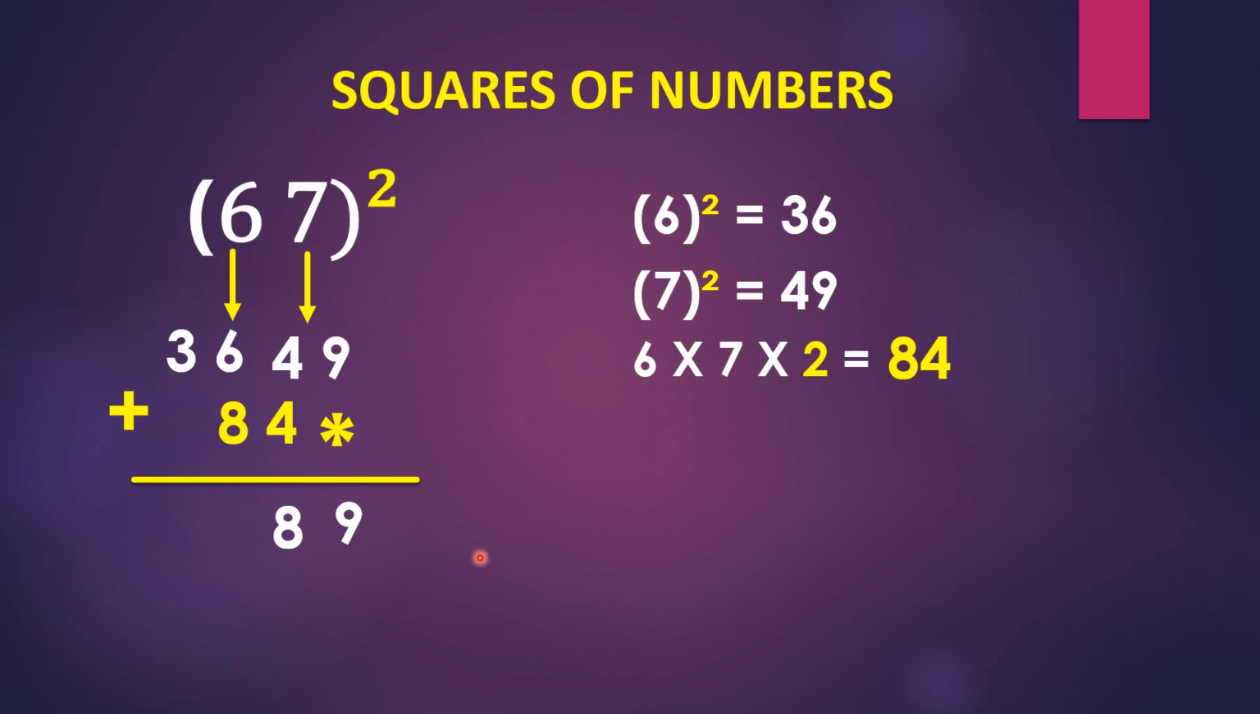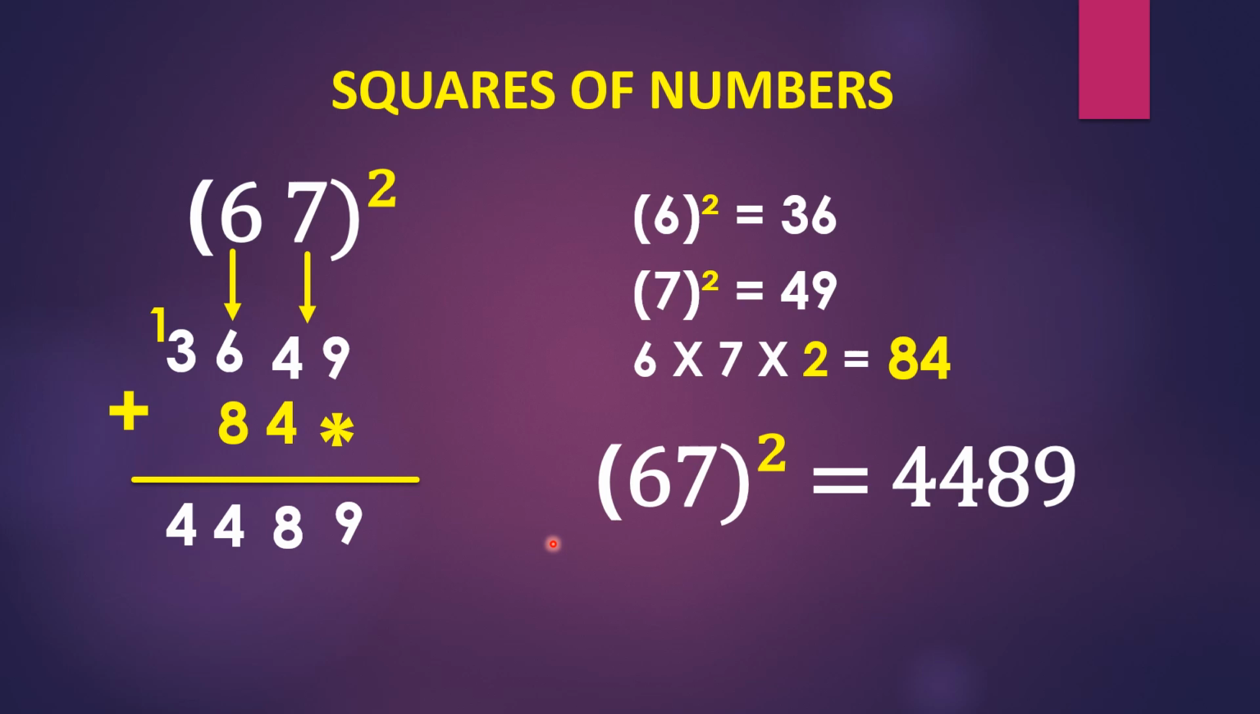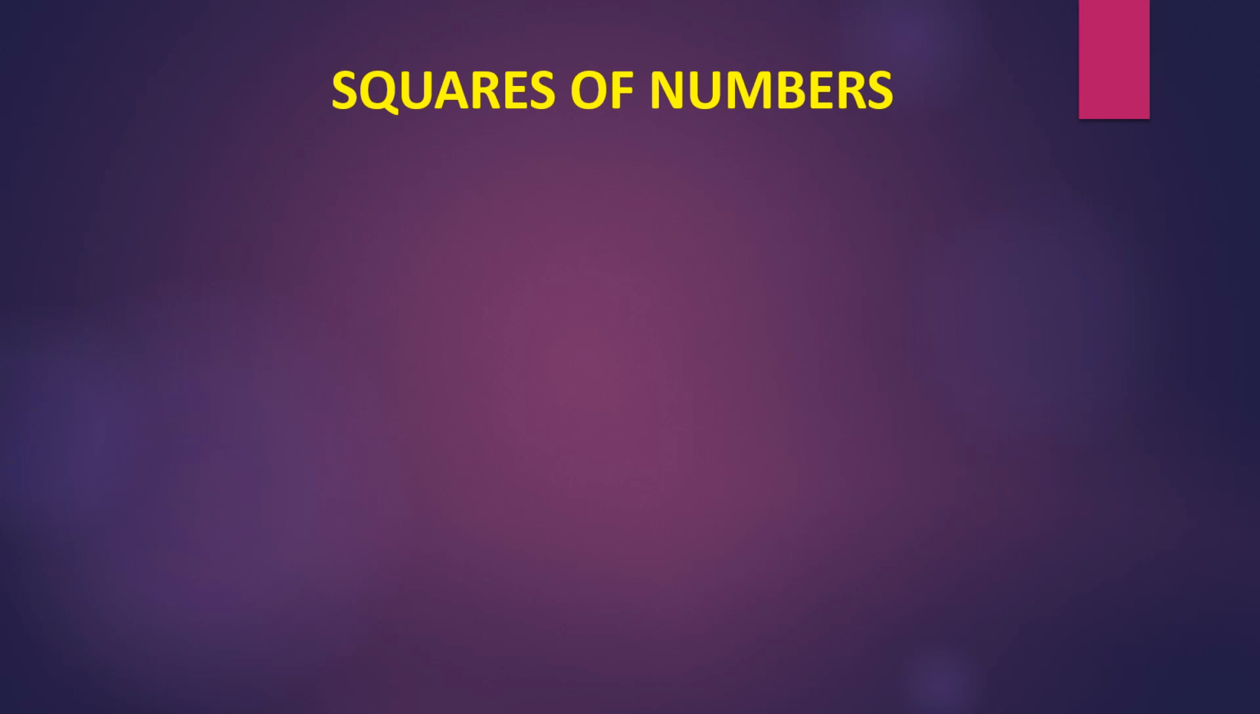So 9, 8, 8 plus 6 is 14, carry over, 3 plus 1 is 4. Therefore 67 square is 4489. If you are multiplying 67 into 67, again take the carry over, again come to the second row. Isn't it a little bit lengthy process? This method will help you to calculate the squares.